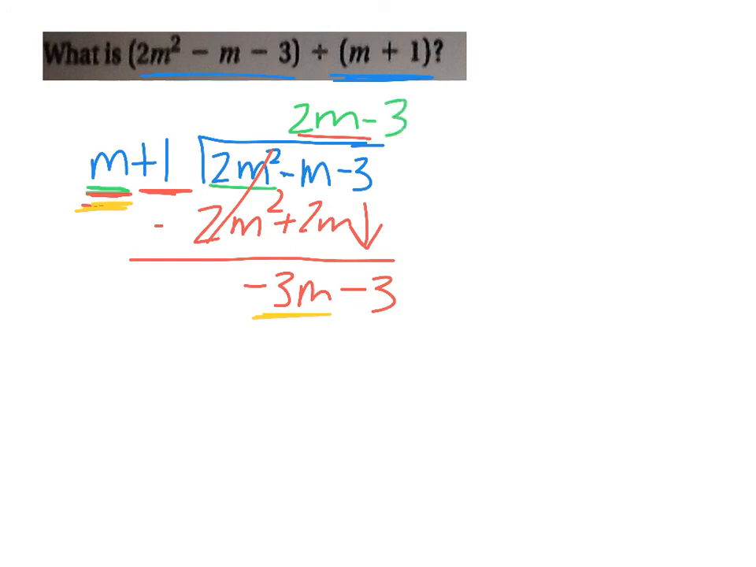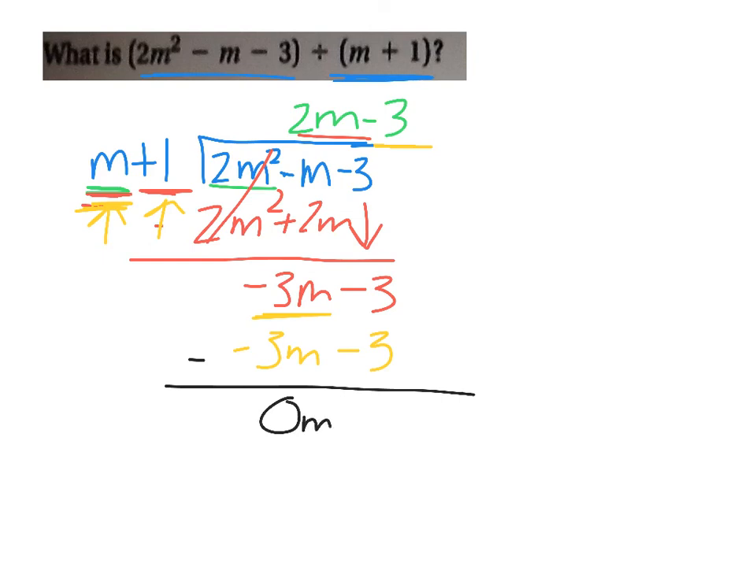Now we're distributing it. This negative 3 is going to be multiplied by the m as well as the 1. So that gives us negative 3m minus 3. Okay, we're going to go ahead and subtract straight down. Negative 3m minus a negative 3m becomes negative 3m plus 3m, which is 0m, which is just 0. Same thing's happening with our regular 3's here. We have negative 3 minus a negative 3, which becomes plus 3, which gives us 0.